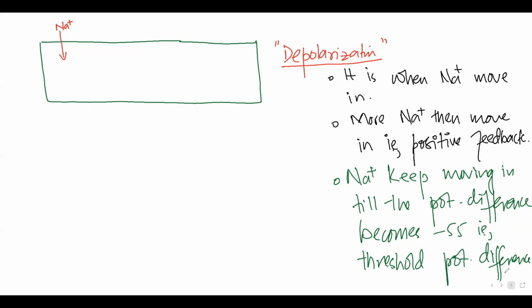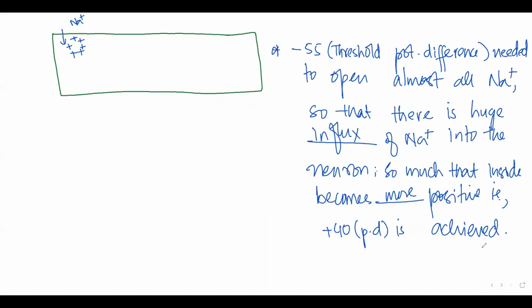And there is huge influx of sodium ions. There is what? Huge influx. Influx means inward movement of sodium ions.